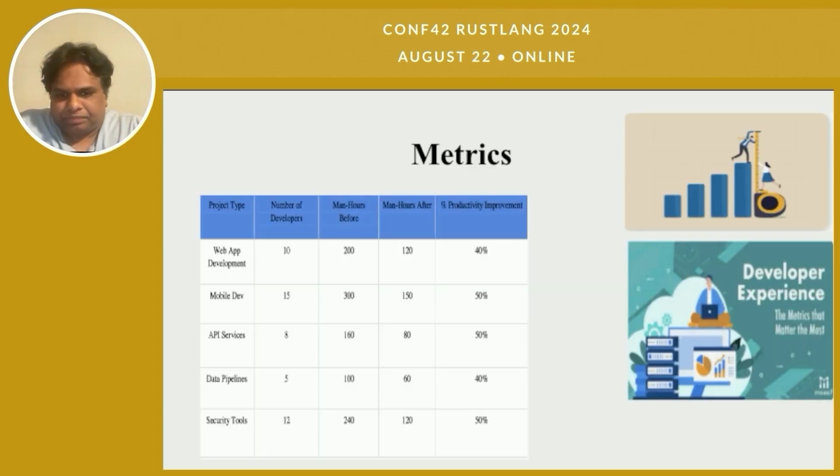Here are some of the metrics that we gathered, based on project type: web app development, mobile development, API services, data pipelines, and security tools. This shows the number of man hours spent before having an IDP versus after having an IDP. You can clearly see that productivity has increased by a significant percentage on the projects. As I told you, developers quickly get an environment and productivity gets a boost. Productivity is about how much time you spend on innovation. For example, you took a new project: how much time did it take to get your environment, and how much time did you spend on things other than coding, before versus after? That is what the metrics are about, and then we have a productivity boost.